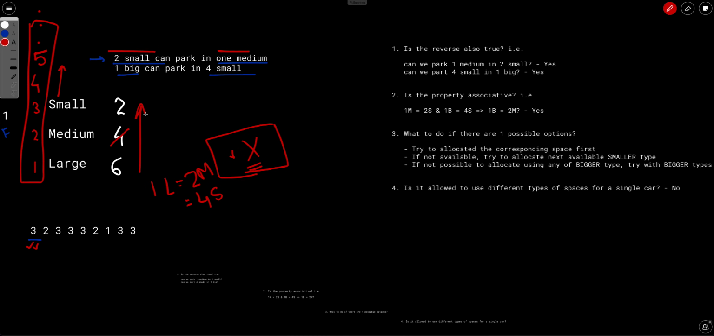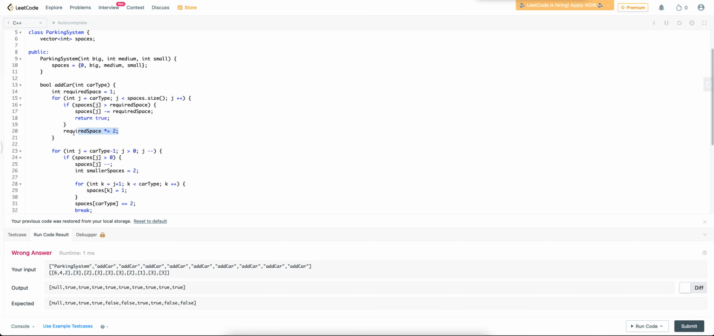sequence, every time we go one level, the number of required spaces increases by two times. So after satisfying each level, we multiply the required space by two. Once that is done, we again check whether the current space is eligible to occupy this car. If it is, we decrement the number of spaces by that and just return true.